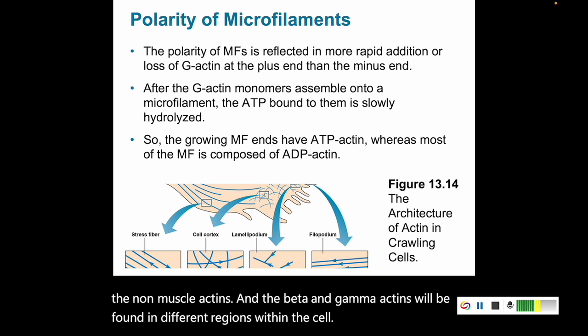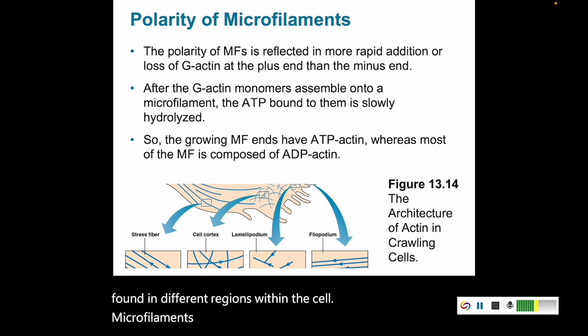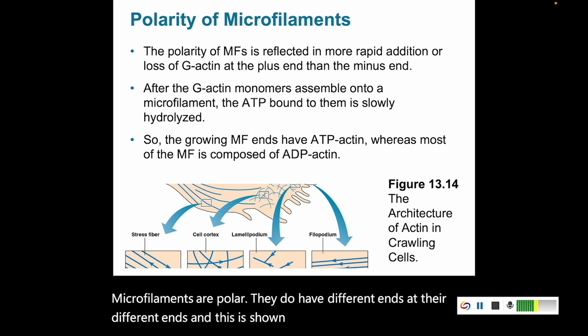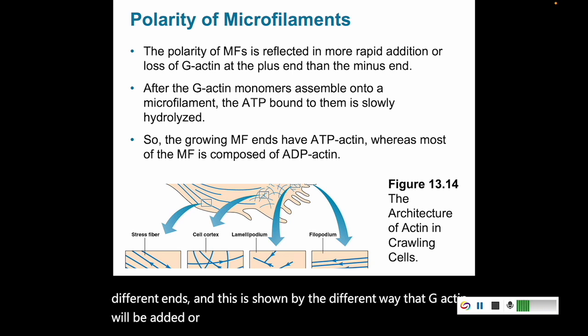Microfilaments are polar. They do have different ends. And this is shown by the different way that G-actin will be added or lost more rapidly from the plus end than it is from the minus end.